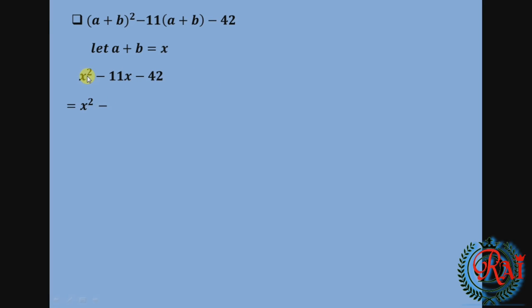Now x square I'll write as it is, minus, instead of 11, I'll put a bracket, and here I have a negative sign, so I'll write minus here. x I will write as it is, minus 42. Now I need two numbers that multiply with each other to equal 42, and when they subtract from each other equal 11.